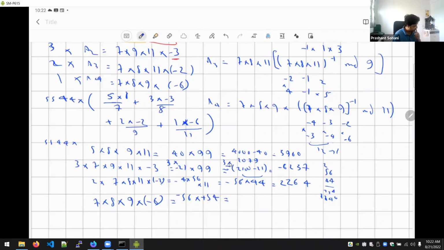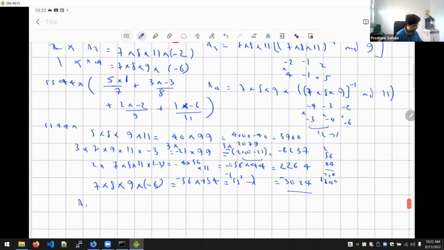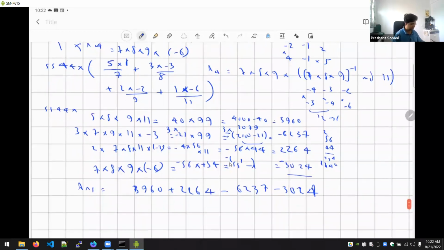This is 55 square minus 3024. So the answer is 3960 plus 2264 minus 6237 minus 60. Actually, multiplying everything was faster than trying to find some clever simplifications. That happens often.